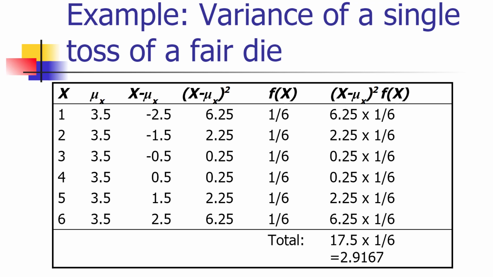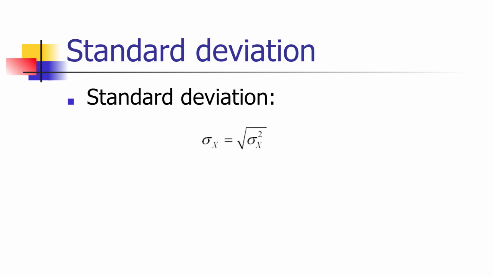And then to measure the variance, we just add up all those square deviations weighted by their probabilities, and we end up with 17.5 times 1/6, or 2.9167. So the average square deviation of the outcome of a single roll of a die from its mean would be 2.9167. The standard deviation is a concept that you also worked with quite a bit in your stats class, and the standard deviation is nothing more than the square root of the variance for the distribution.